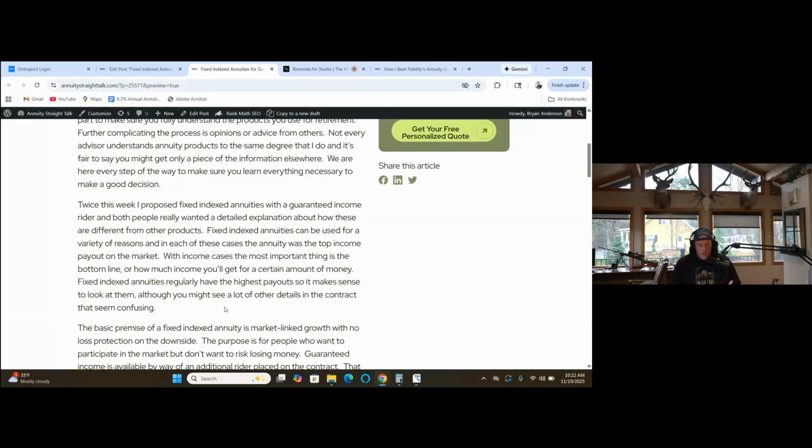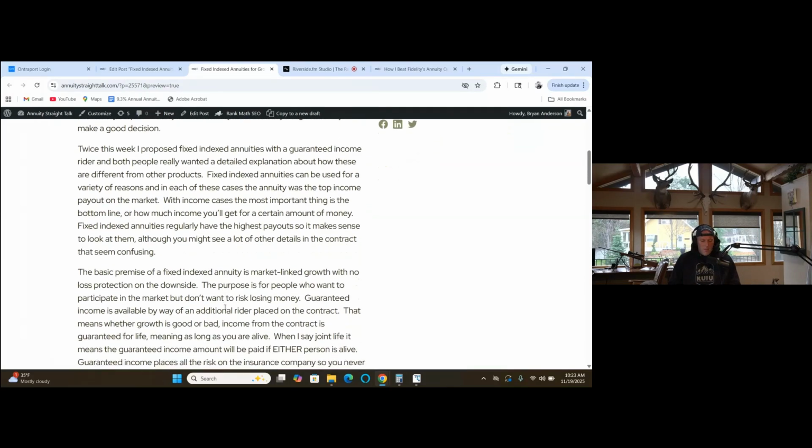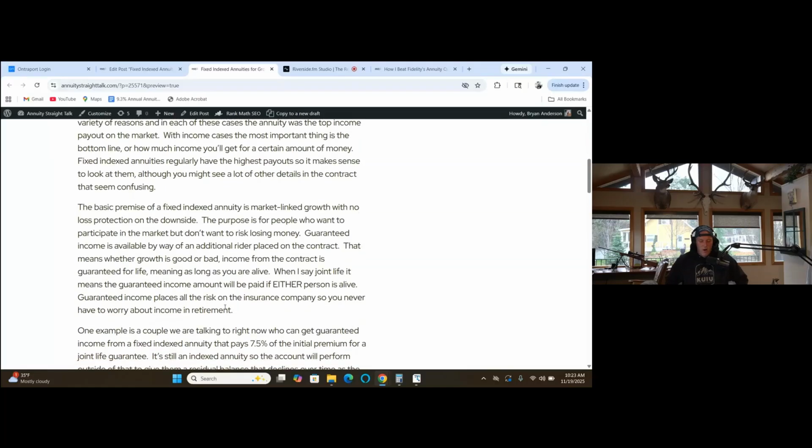You should, just to make sure, if you go with a SPIA versus a FIA, make sure that you're not giving up some income. But there's a lot of other details in the contract that might seem a little bit confusing. So the basic premise of a fixed index annuity is market-linked growth with no loss protection on the downside. The purpose is for people who want to participate in the market but don't want to risk losing money.